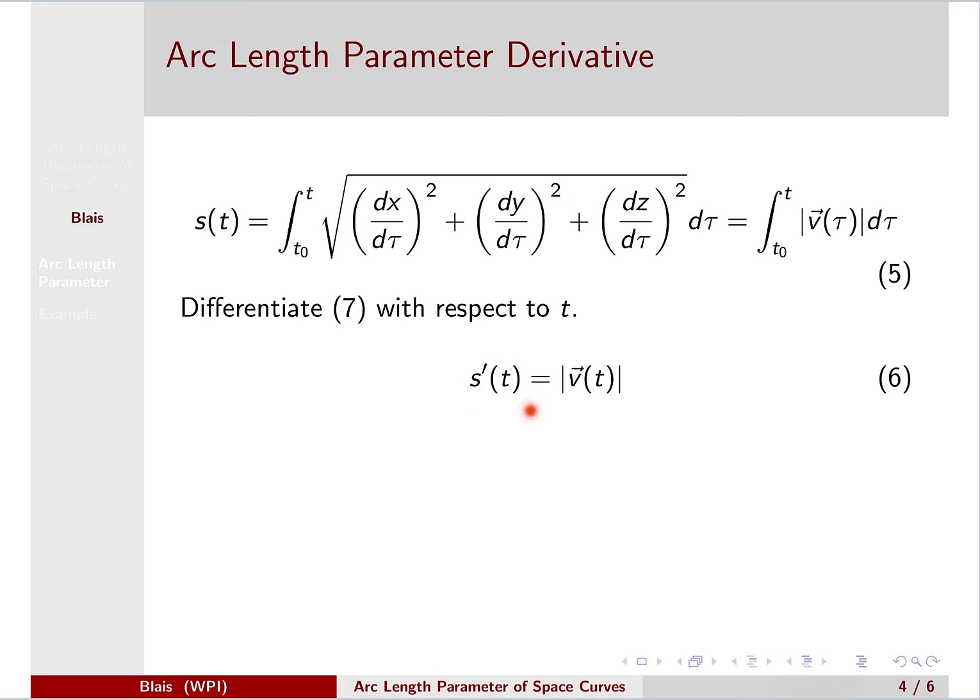So you can think of this, if we think about what derivatives mean, the instantaneous rate of change of the arc length at time t is the magnitude of the velocity vector, or the speed, at time t. So the faster you're going, the higher your speed, the higher the instantaneous rate of change of your arc length.